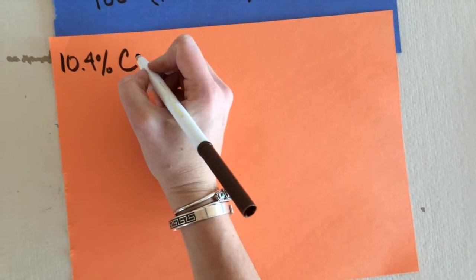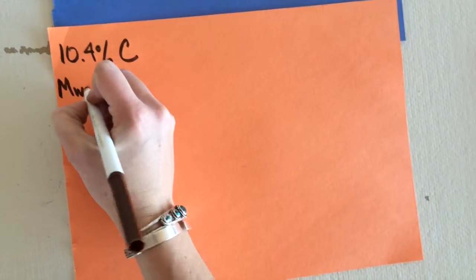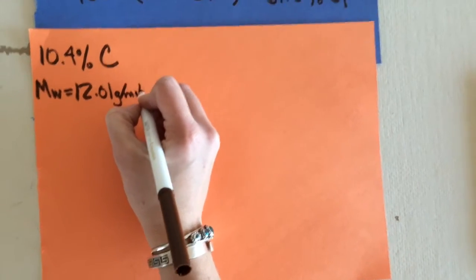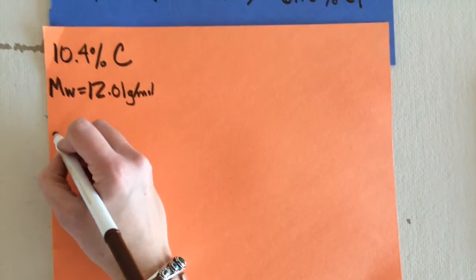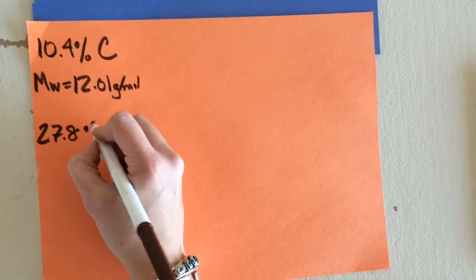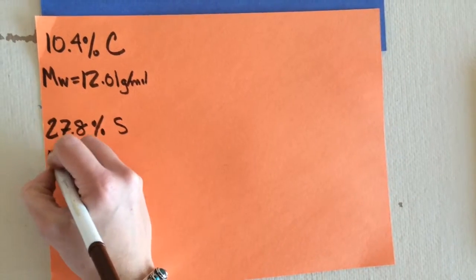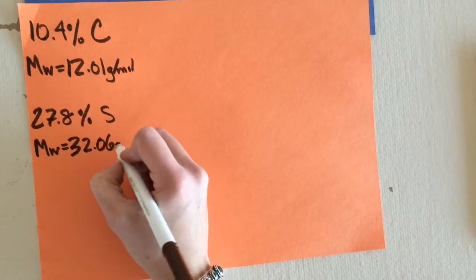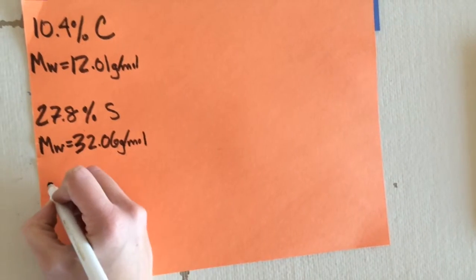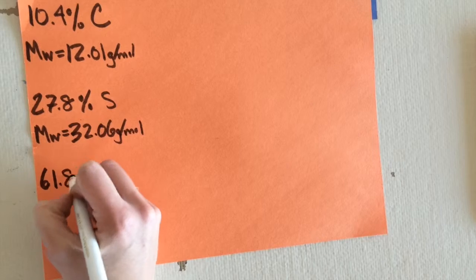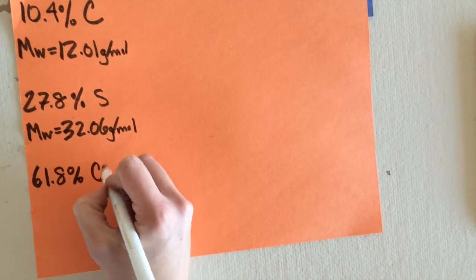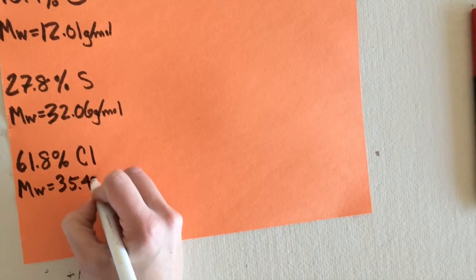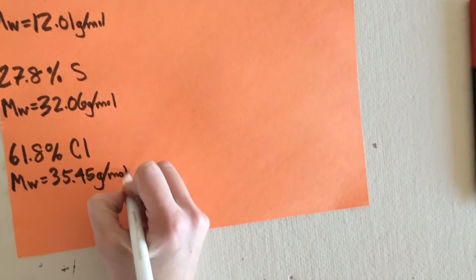We need to find the molecular weight of carbon. Looking at the periodic table, we see it equals 12.01 grams per mole. We have 27.8% sulfur. The molecular weight of sulfur is 32.06 grams per mole. And we have 61.8% chlorine. The molecular weight of chlorine is 35.45 grams per mole.